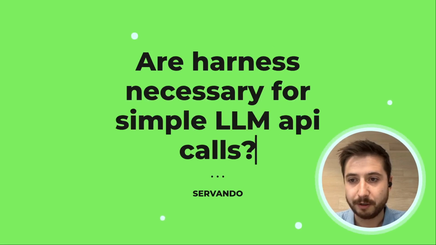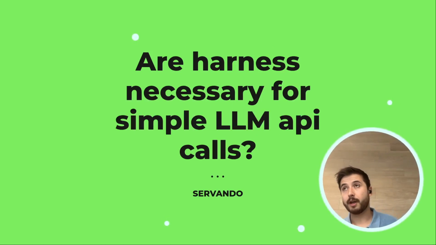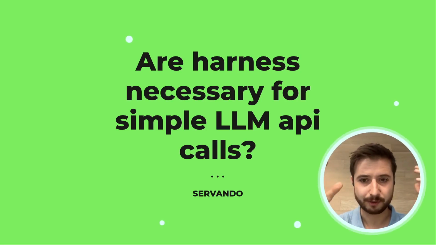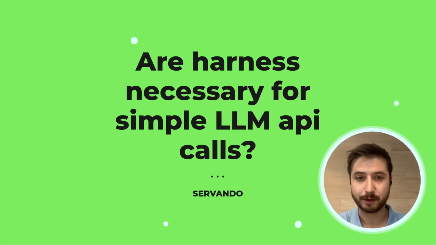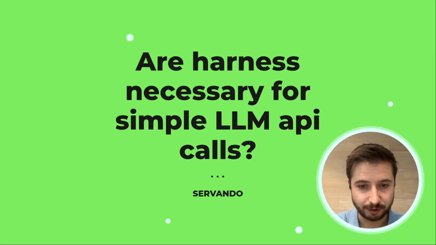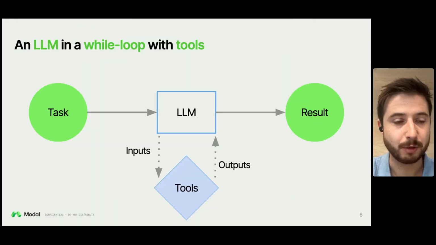Here's a good one. Are harnesses necessary for simple LLM API calls? Absolutely not. The OpenAI SDK itself is kind of like Lego building blocks to build your own harness. The SDK has a class called agent, and that agent is quite literally just this for loop with tools or while loop with tools.